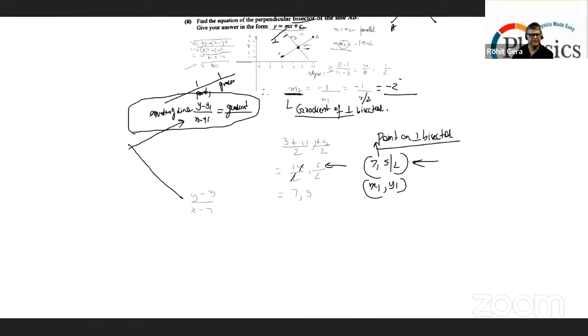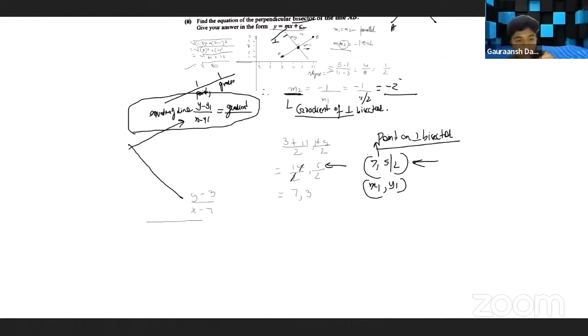ठीक है, सही जा रहे हो. (y-3)/(x-4). ठीक है, आ गया. अब उसके बाद क्या होगा? तो लिखा तो नहीं है, equal to gradient बता तो दिया. So it equals m equals -2, right?